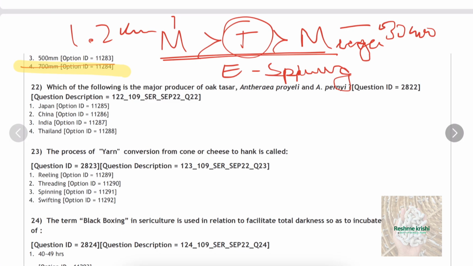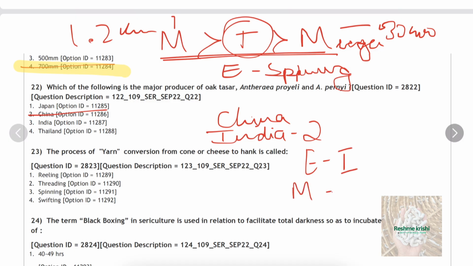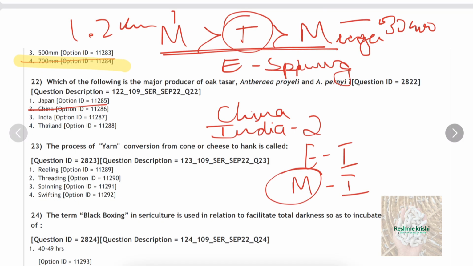Which of the following is the major producer of oak tassar? We have discussed it in the previous video. China is the option. India is in second position. India stands second in oak tassar and tassar production, first in Eri production and first in Muga production, and we are the only country to produce Muga.